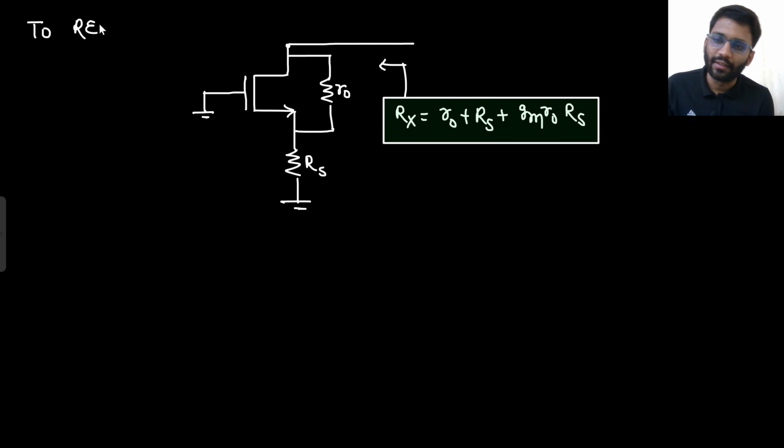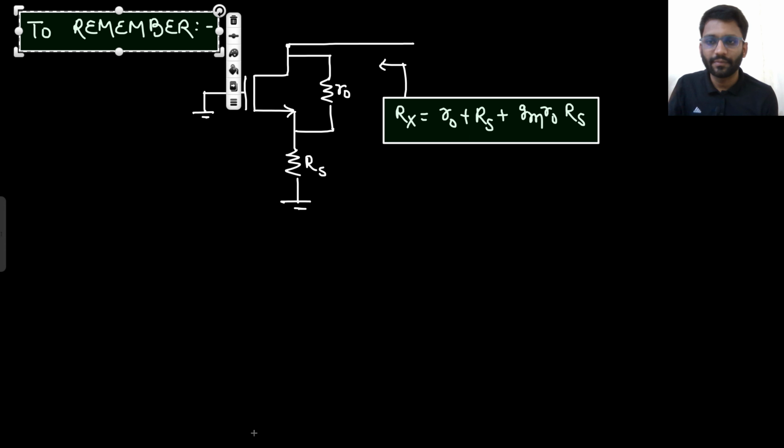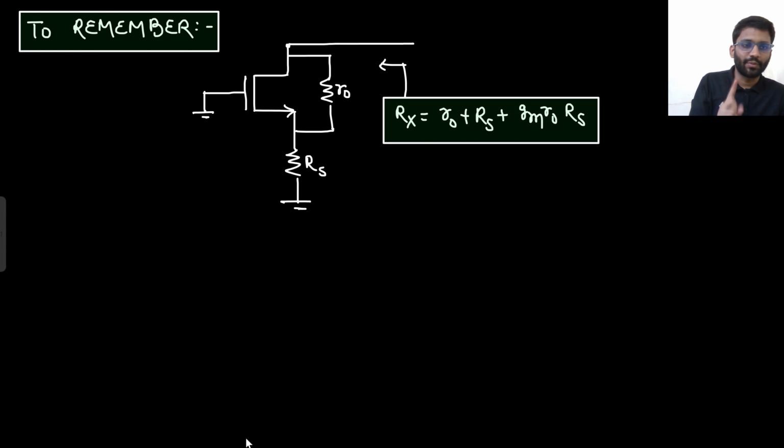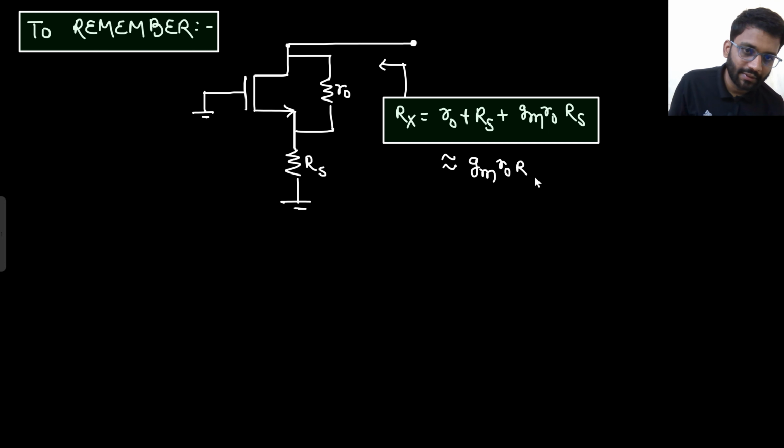Remember. Why am I asking you to remember? Because it is very important. It will save your time and your calculations. So this is the only thing I am asking you to remember, and at least remember this thing, Gm R0 Rs. So this is known as the output resistance of common gate amplifier. Common gate amplifier. This is the output resistance of common gate amplifier.